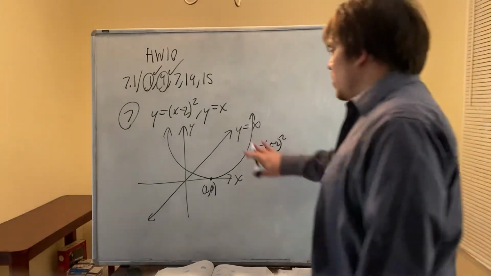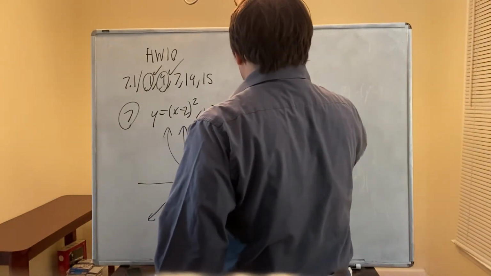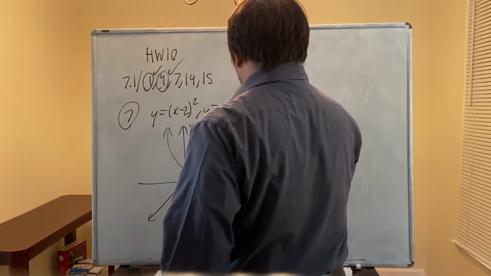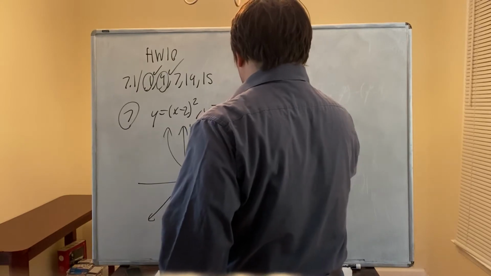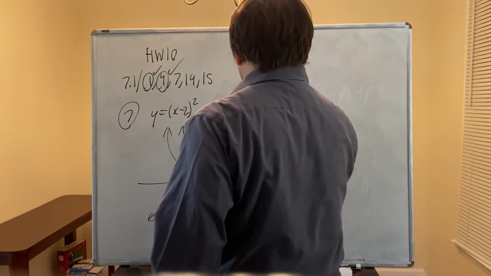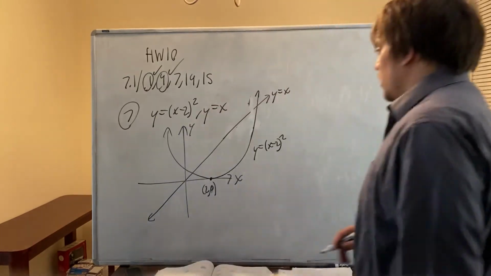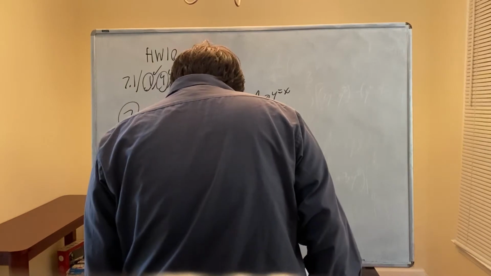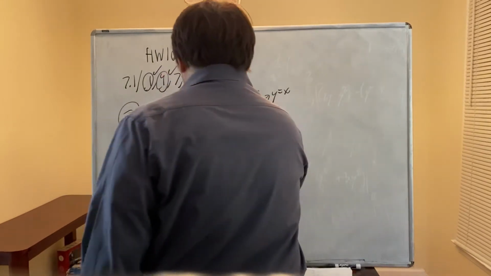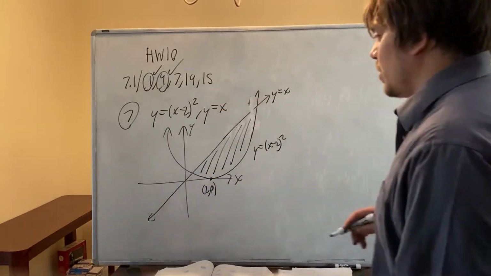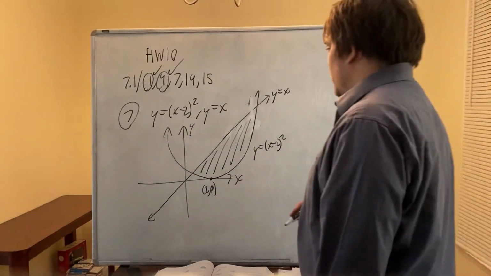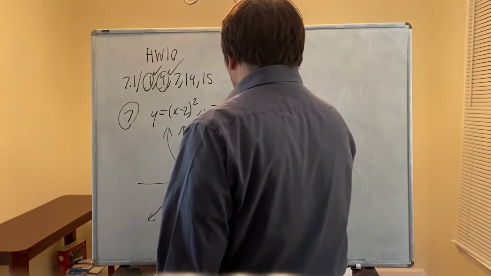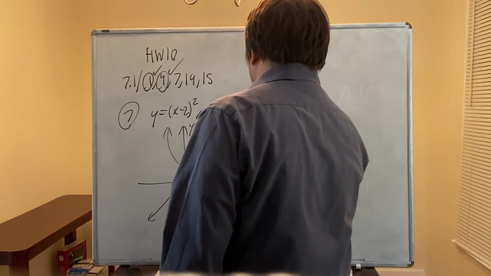Actually, I'm going to extend y equals x further out. This one is going to go up more; it's not going to start tailing back, it's going to keep going outward. So that's y equals x, and this is y equals (x minus 2) squared. That's the region enclosed by the given curves. Now draw a typical approximating rectangle. So this is a typical approximating rectangle.